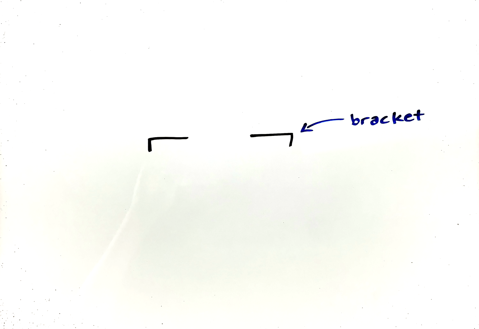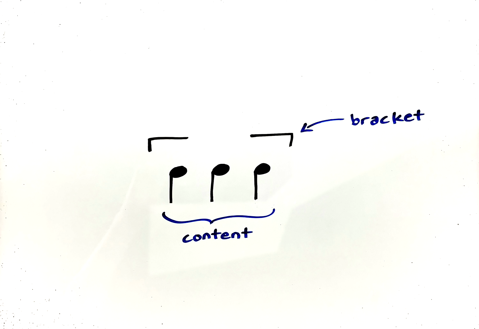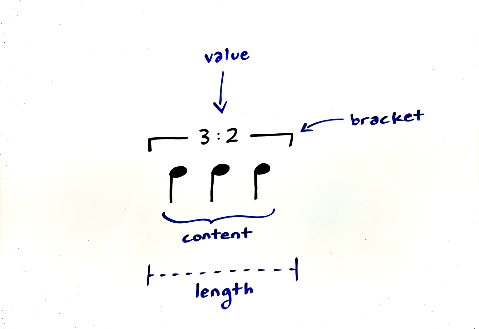To understand what that is, we need to first look at the anatomy of a tuplet. First, we have the bracket. Second, we have the content, which is everything that is under the bracket. Third, we have the value, which is the number inside the bracket, and which tells us what to divide the content by. And fourth, we have the length of the tuplet, which is simply how long the tuplet ends up being. Let's focus on the content for now.